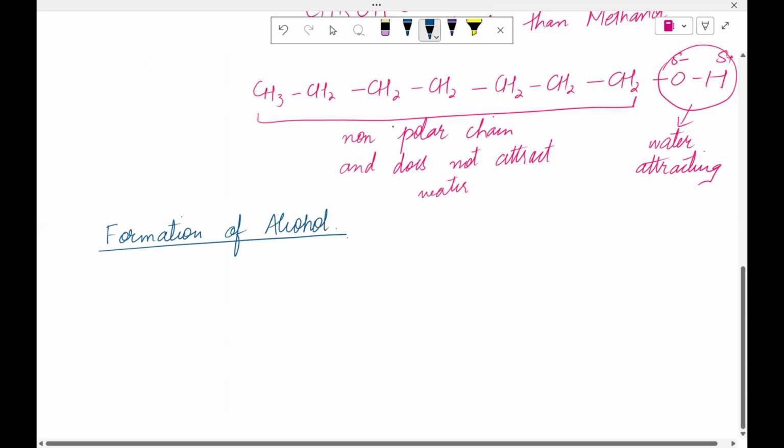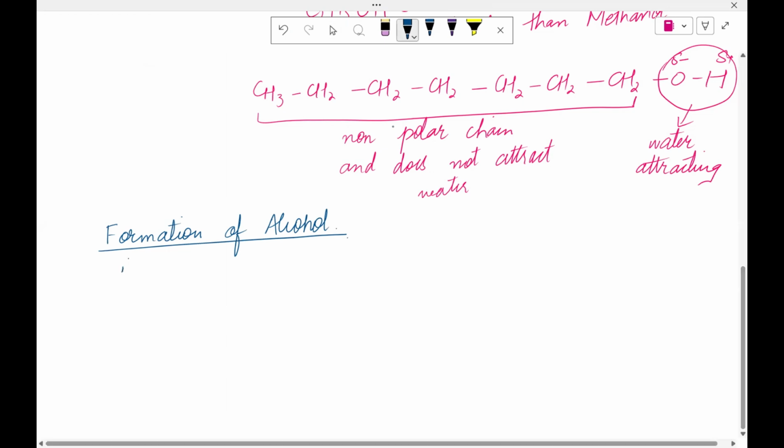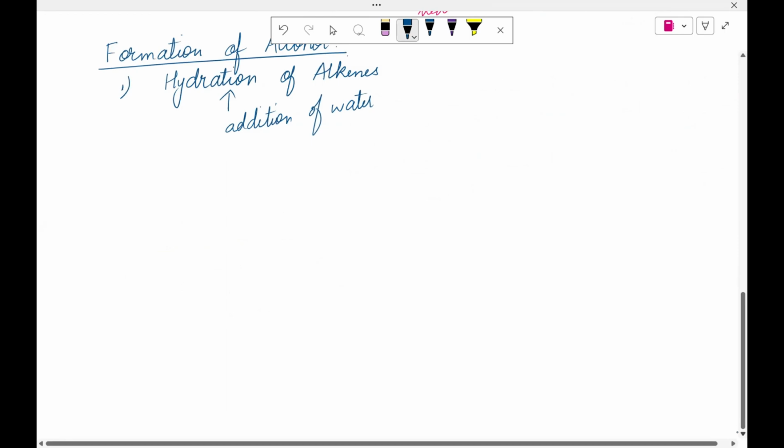If we are discussing formation of alcohol, the first one is hydration of alkenes. What do we mean by hydration? Hydration means addition of water. So if we add water to alkenes, they are going to make alcohols.